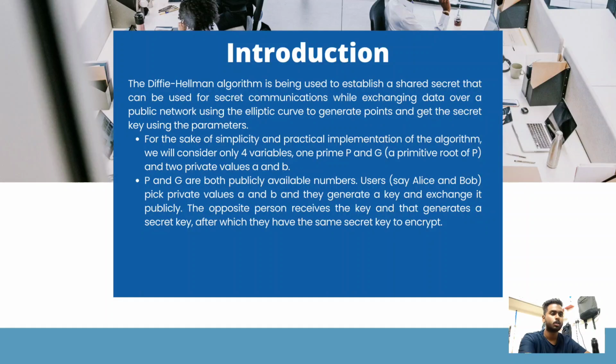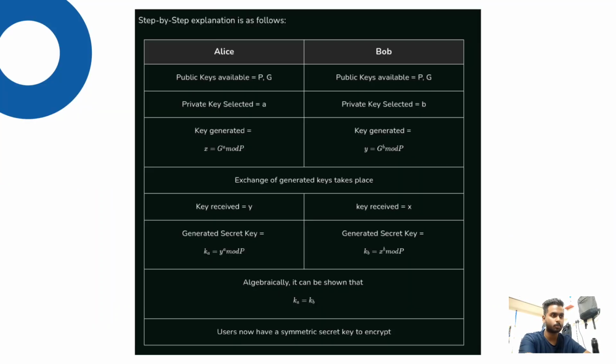The first one is for the sake of simplicity and practical implementation of the algorithm. We will consider only four variables: the one prime p and g, a primitive root of p, and two private values a and b. P and G are both publicly available numbers. Users, say Alice and Bob, pick private values a and b and they generate a key and exchange it publicly. The opposite person receives the key and then generates a secret key, so that they have the same secret key to encrypt the data.